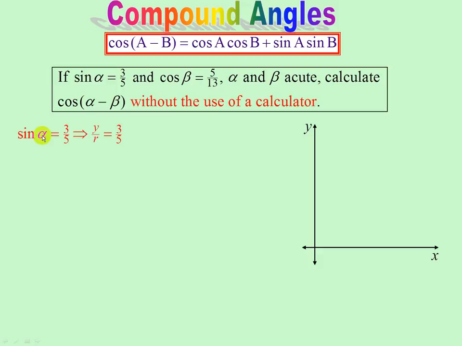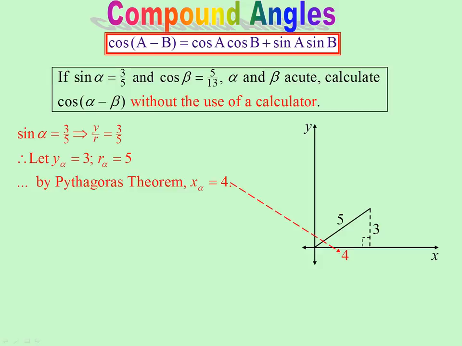So sine of alpha is 3/5, Y over R, so Y is 3, R is 5. Now notice what I've done is I write a suffix: Y alpha equals 3, R alpha equals 5. And there's the diagram. You're often asked to show a diagram, so you must just draw it in the quadrant. There we are. By Pythagoras' theorem, x has to be 4.